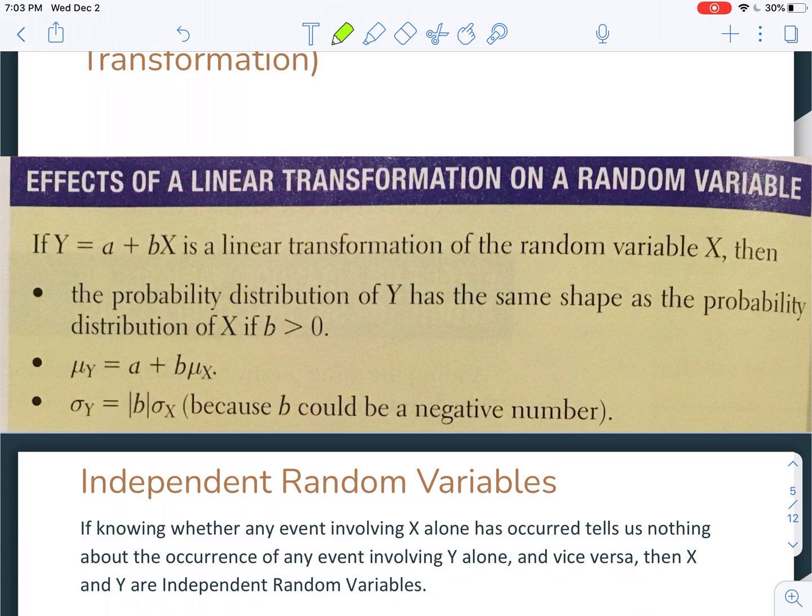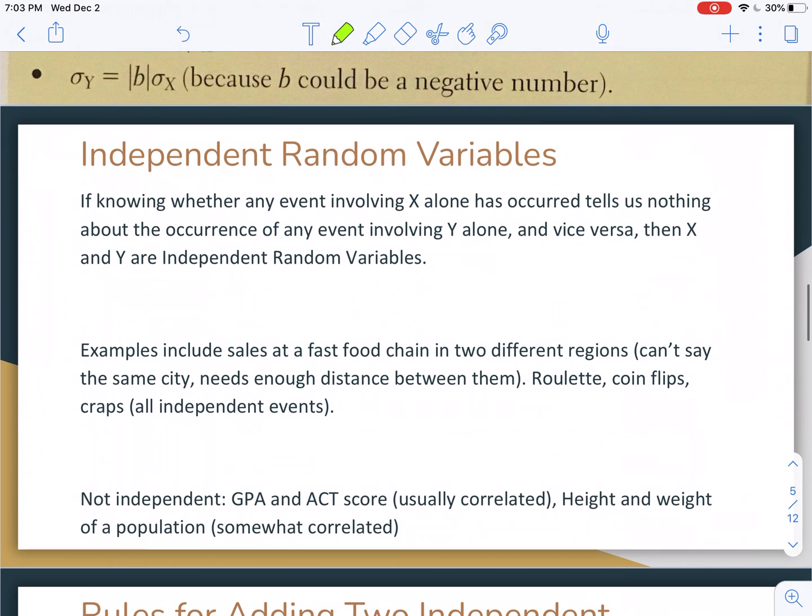Now, if you want to figure out what your mean is, it's just a plus b times the mean. And if you want to figure out what your standard deviation is, you just do the absolute value of b times the standard deviation of X. And we have to do the absolute value because b can be a negative number. We might be multiplying by a negative, in which case we don't report standard deviations as negative. So we're going to do the absolute value of b in those cases. This is kind of straightforward, just taking what we already have done in the previous 3 slides and putting it all together in one slide. All right, independent random variables.